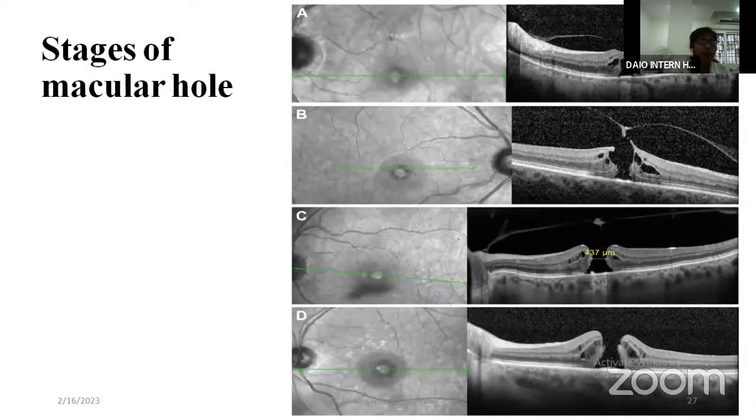Stages of macular hole. In the first image, you can appreciate that vitreomacular traction is seen and the cyst is formed in the inner layer of the retina. In the second image, you can see one edge of the hole is attached to the posterior cortical vitreous. And in the third image, you can appreciate the posterior cortical vitreous is completely detached from the macular hole. And in the fourth image, you can appreciate that the posterior cortical vitreous is also detached from the optic disc.